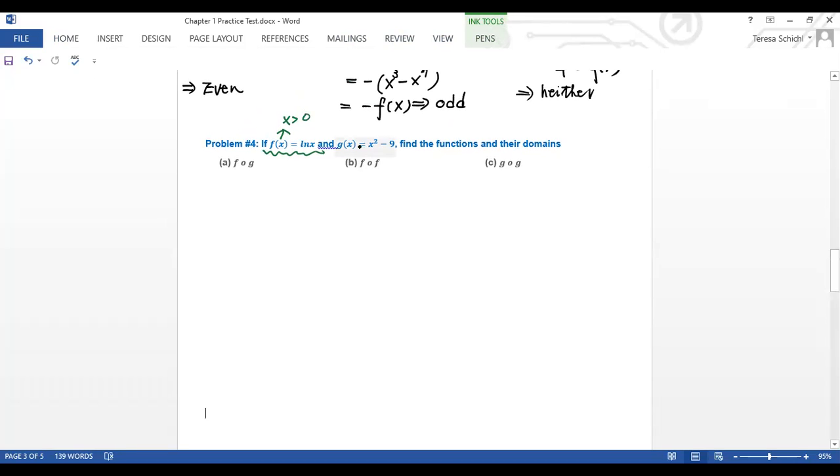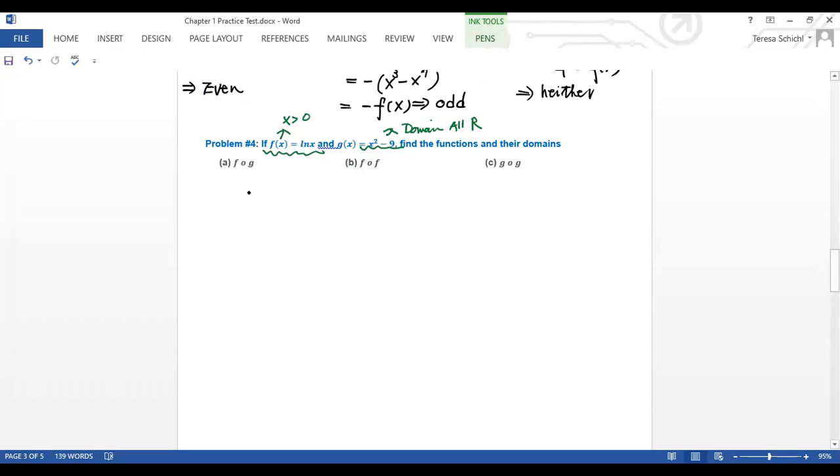And then for g of x equal to x squared minus 9, this is a polynomial. So I know for a polynomial, what is the domain? See here. The domain is all real numbers, right? Okay, so now let's go ahead and start.